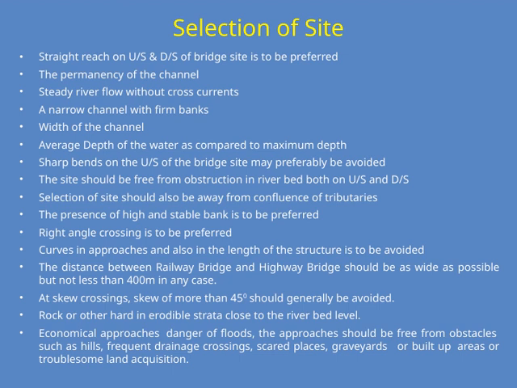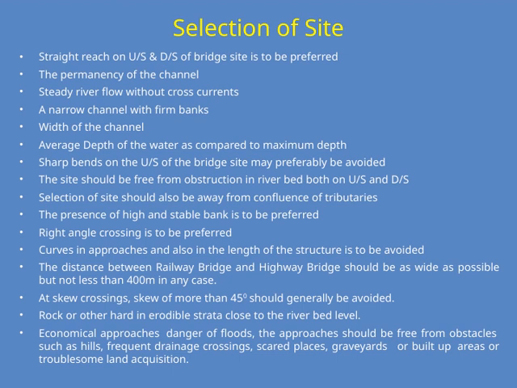When considering the width of the channel, we need to ensure it's adequate for the expected flow, and the average water depth compared to the maximum depth gives us an idea of the flow's variability and the potential for flooding. Sharp bends upstream of the site are generally avoided because they can cause turbulent flow and complicate construction. The site should also be free from obstructions on both the upstream and downstream riverbeds, such as rocks or debris, which could hinder foundation work or cause damage.